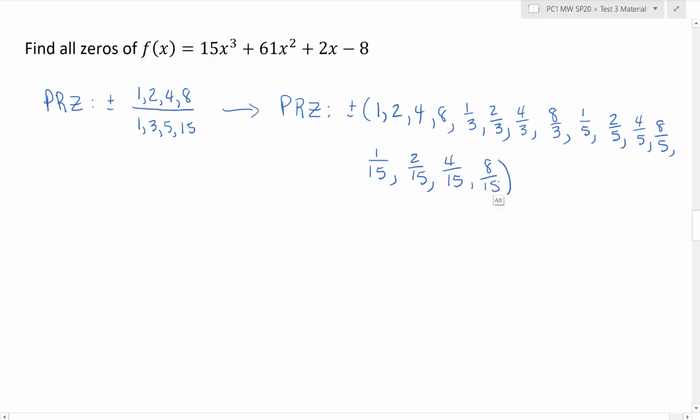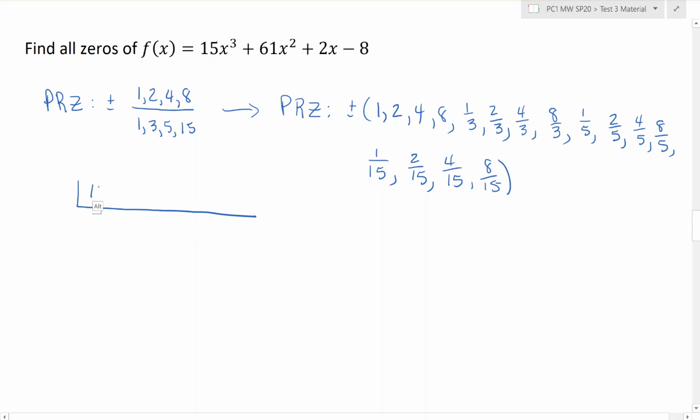Whew, it's a lot of numbers there. And don't forget, you have the positive and the negative of all of those. But at least now we know we wouldn't try things like 3. We wouldn't try things like 7. These are the only numbers that could be zeros out of the rational zeros. So let's go ahead and see which ones work. And how do we do that? We do it by synthetic division.